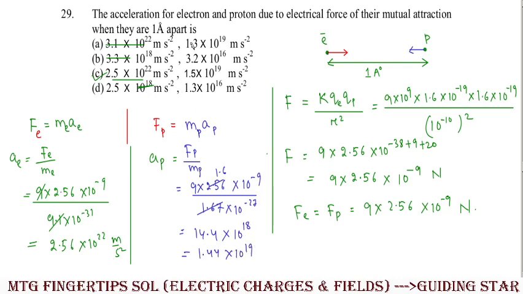So 1.44 into 10 to the power 19. This will not be 1.5 into 10 to the power 19. Okay, this will be the answer. So finally option C will be the correct one. This much meter per second square.